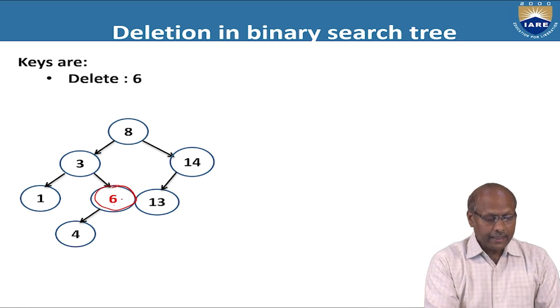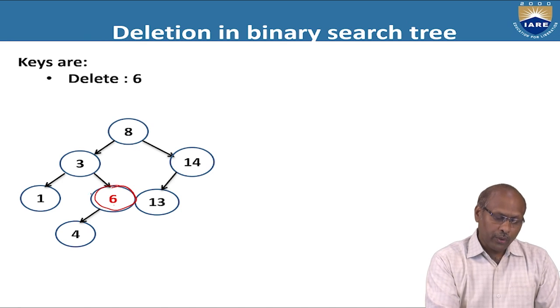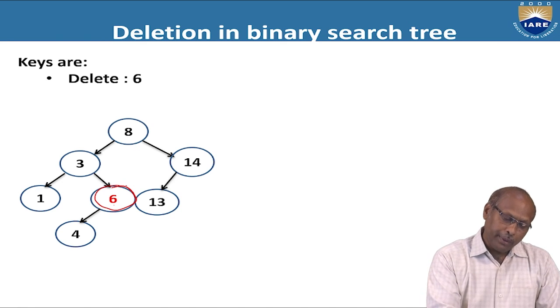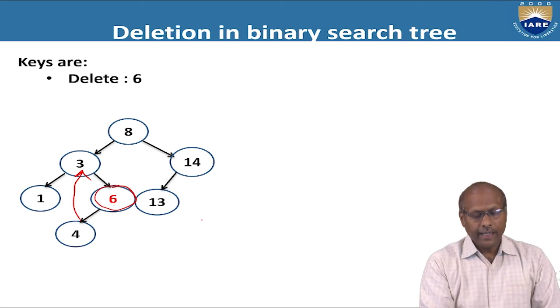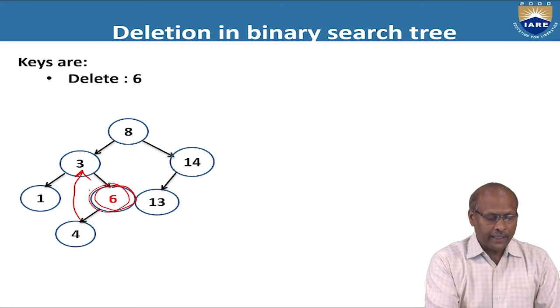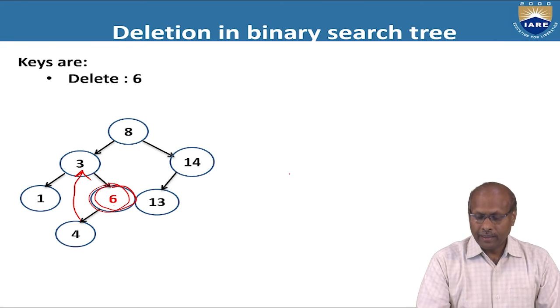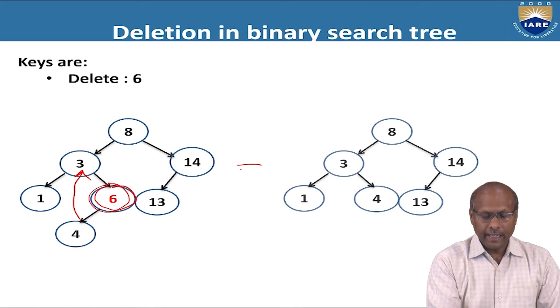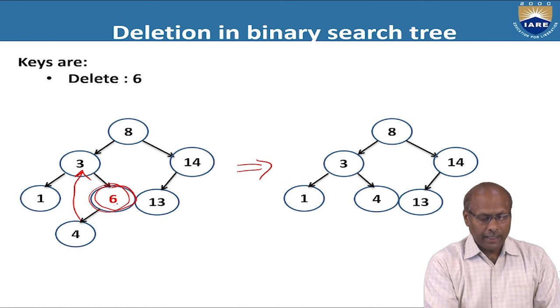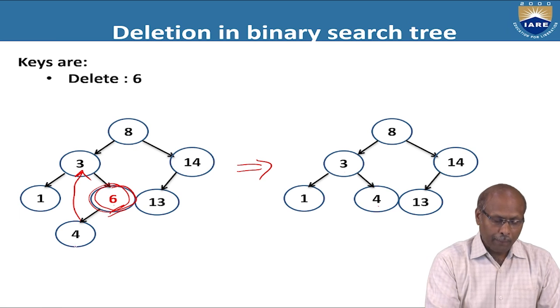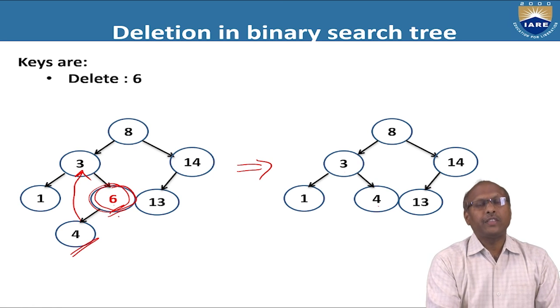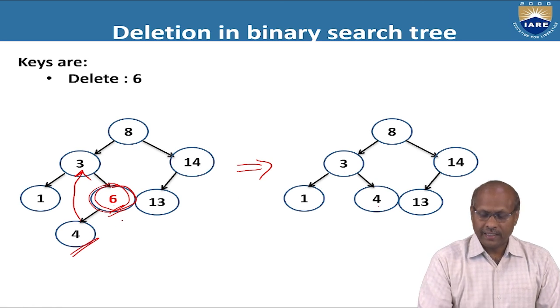But 6 is the right child of 3. So whenever you want to delete 6, its child should be taken care of by its parent. So this 4 should be taken care of by 3. And after assigning this to 3, then you can free this area. So finally, my tree will be like this. So after deleting 6, the 4 will be taken care of by 3. So that means the 4 will be the right child of 3. So this is the way you are able to delete this.